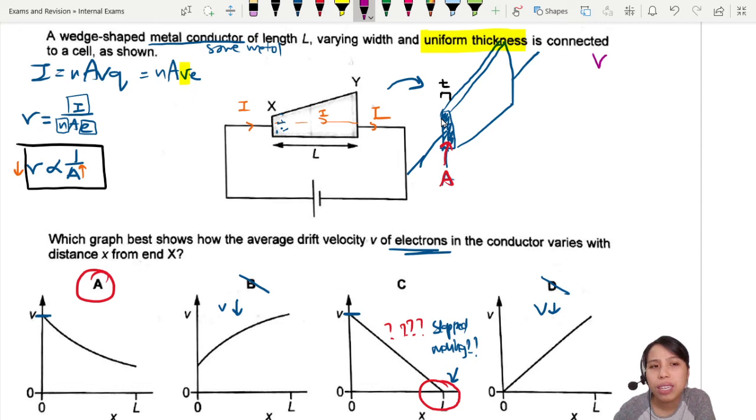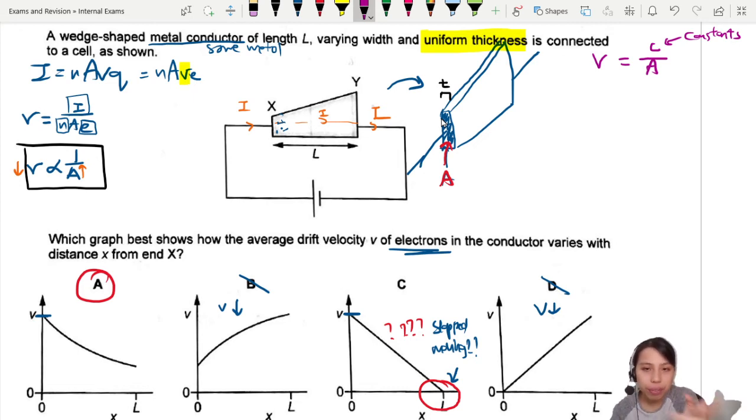V proportional, okay, never mind, let's go back to V equals I over nAe. We'll just call all of them constants, C, I suppose, over A. These are just constants. All the other things are constant.